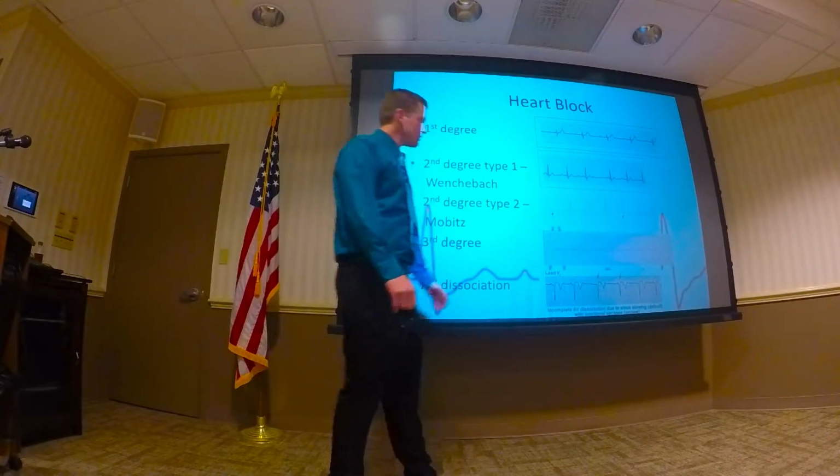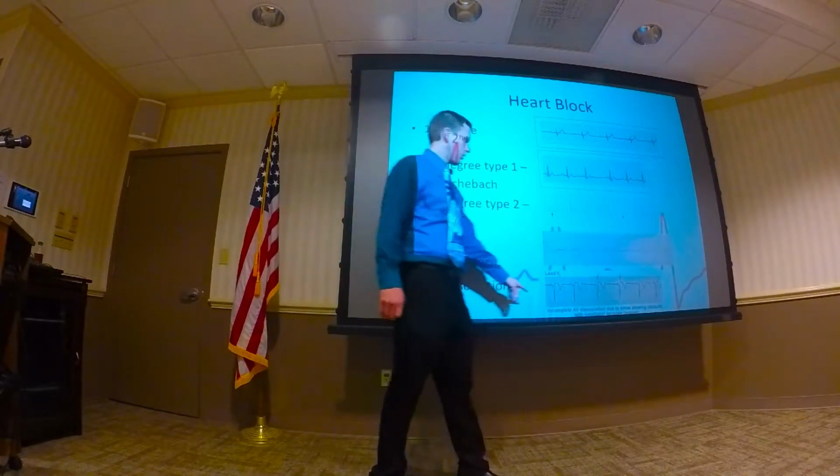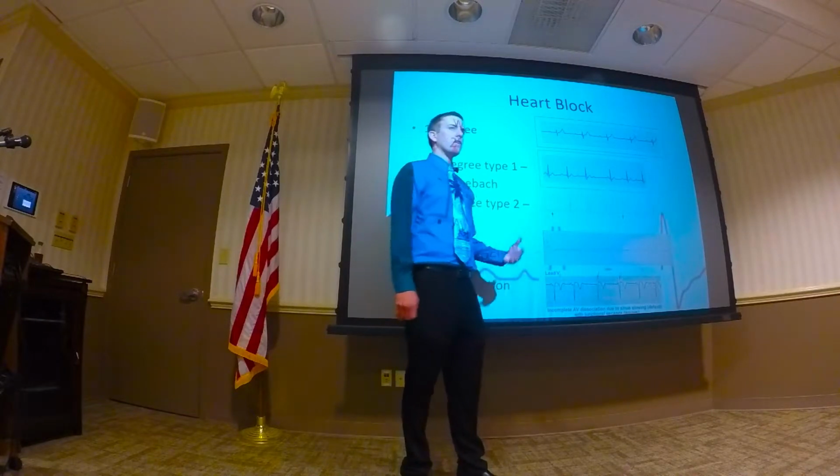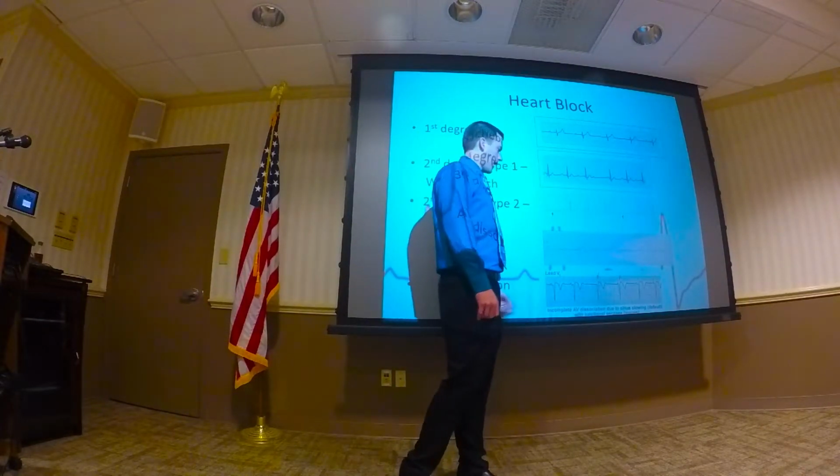Third degree block. Now you can have incomplete AV dissociation where sometimes the conduction goes through the ventricle and sometimes it doesn't, depending on the disease in the AV node, and that happens.